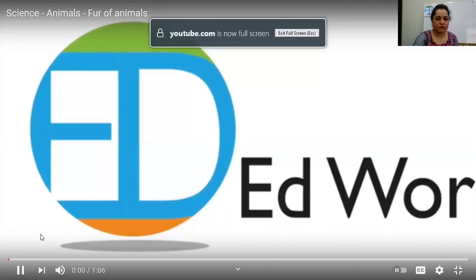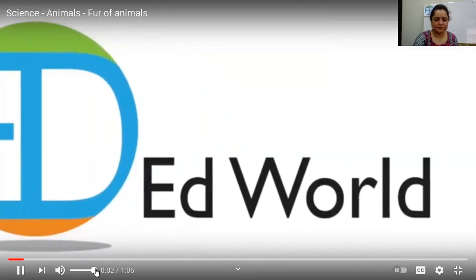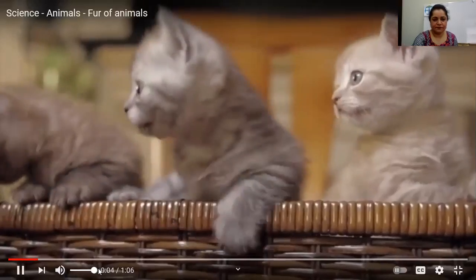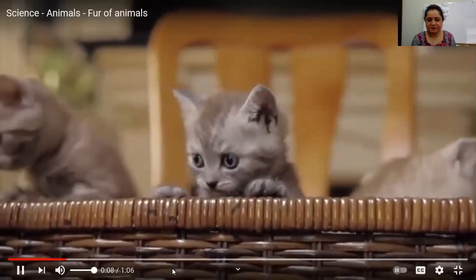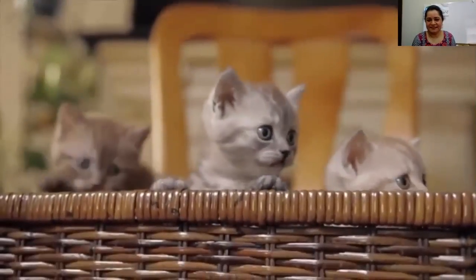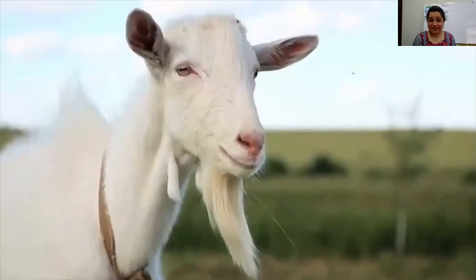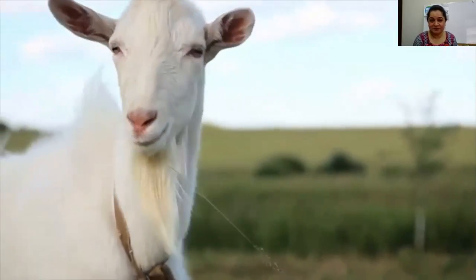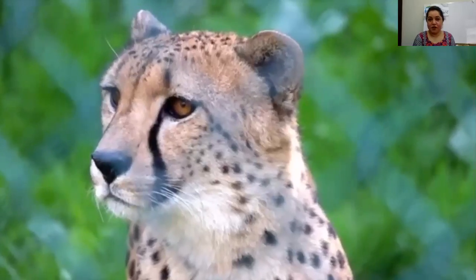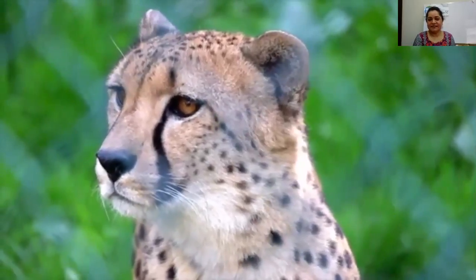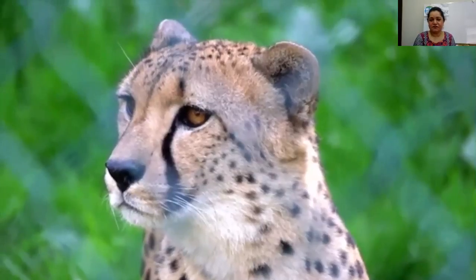This is about the fur of the animals. Look at all these furry animals. Oh, so cat, cute. Look at its fur. It is so nice and fluffy. Oh, see, and the goat? It has a strong fur. And wow, the leopard. See, they all have different, most expensive furs.